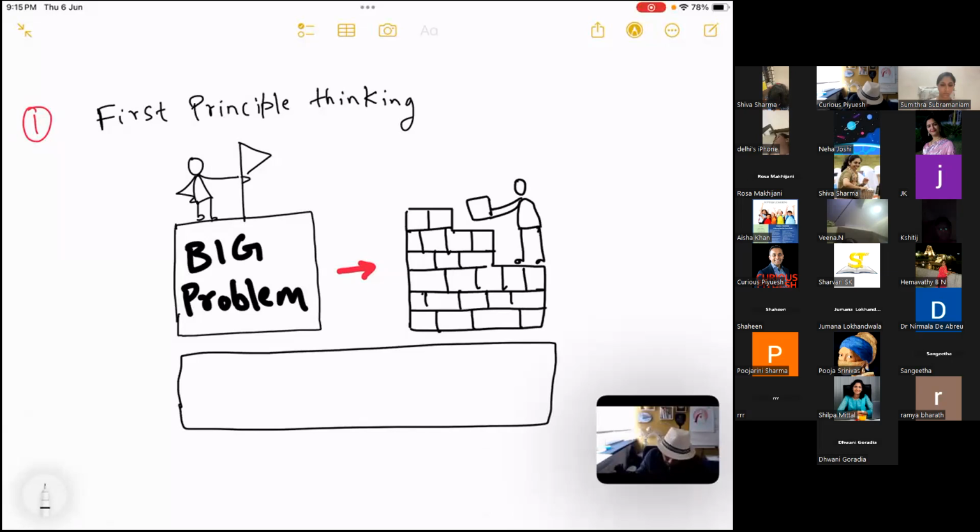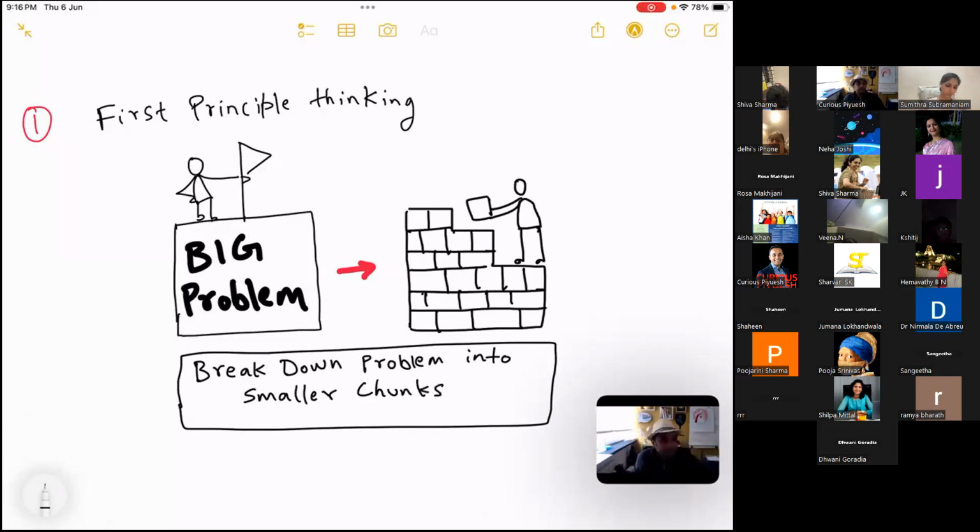To give it a summary, I will write: break down problem into smaller chunks. So basically, this becomes my big summary of the first pointer. Anyone else want to participate in this and come up with another metaphor to summarize first principle thinking?